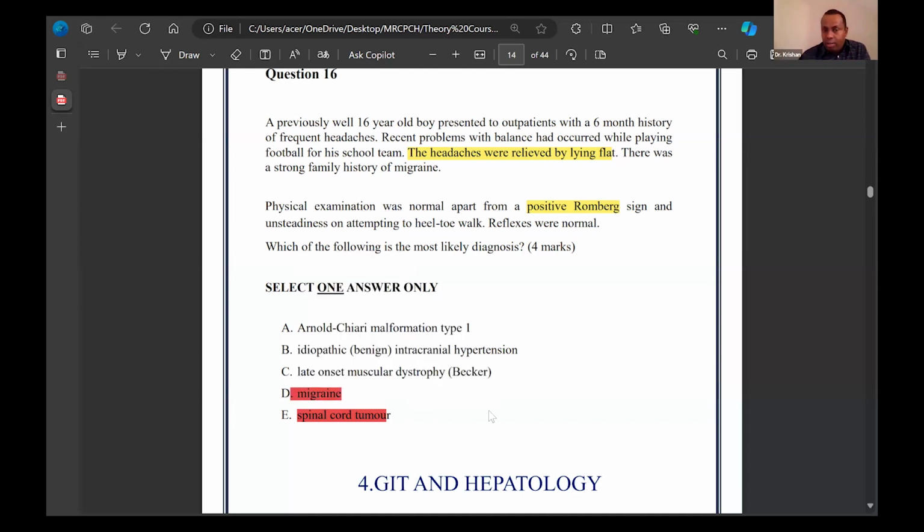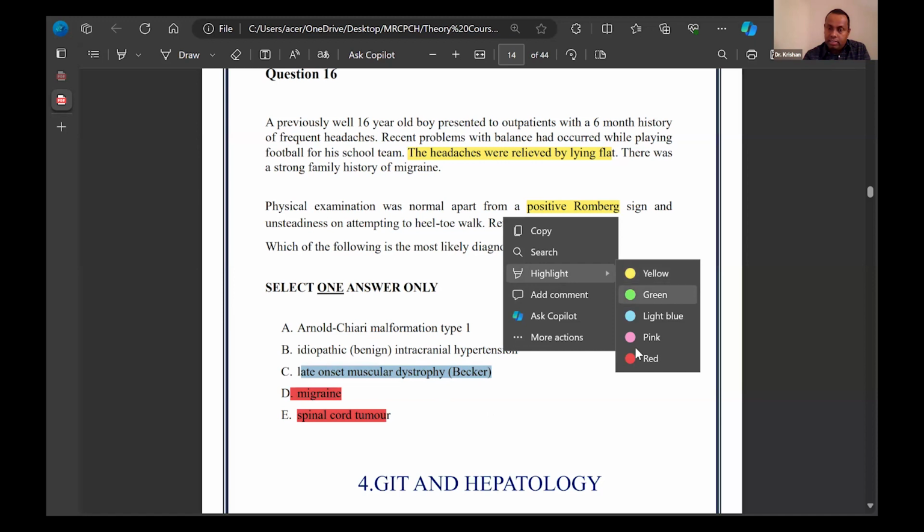Could that be late onset muscular dystrophy, such as Becker's? Now that is grossly out. Becker's will have pseudohypertrophy of the calves and a positive Gowers sign, not a Romberg sign, and Becker's generally doesn't cause headache. So that is also out.